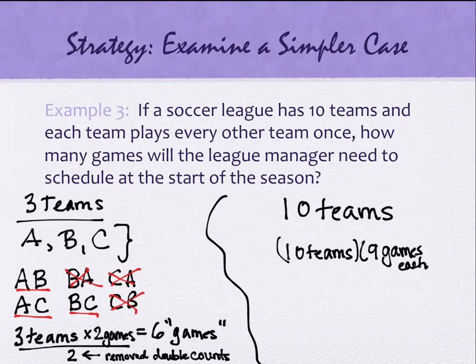But if I were to list them all out, the exact same thing would happen again. I'd list every game twice. Because if team Dolphins plays team Penguins, then team Penguins is going to play team Dolphins, right? It's going to get listed twice every single time. So I will have to divide by 2 to remove the double counts.